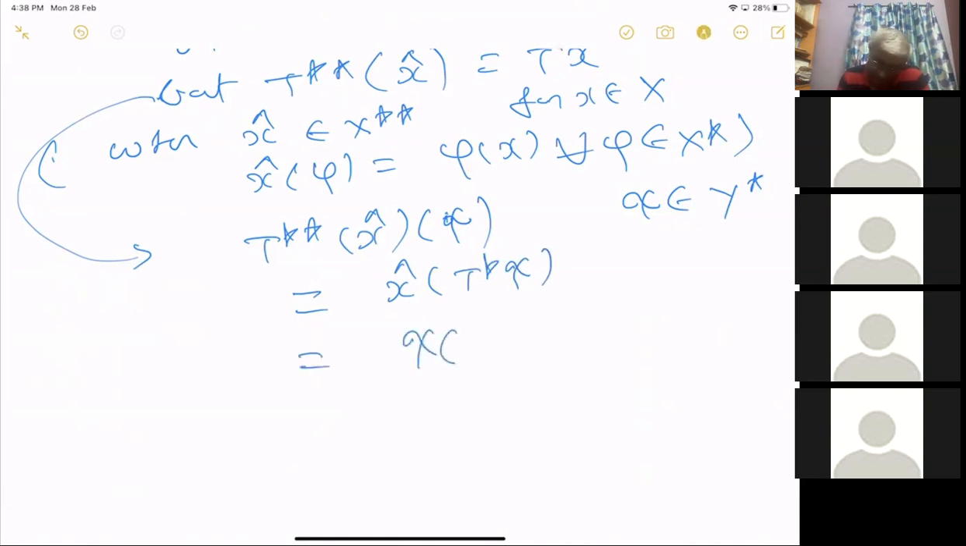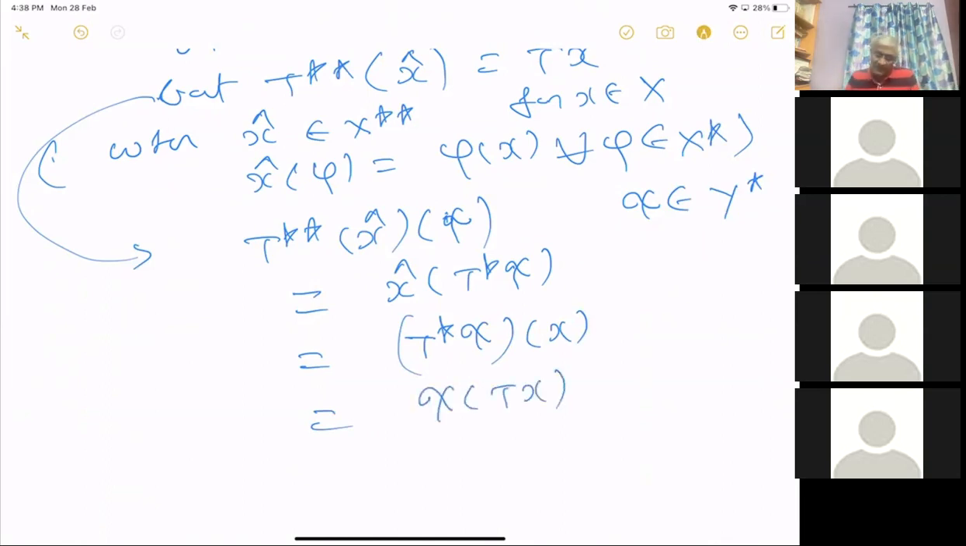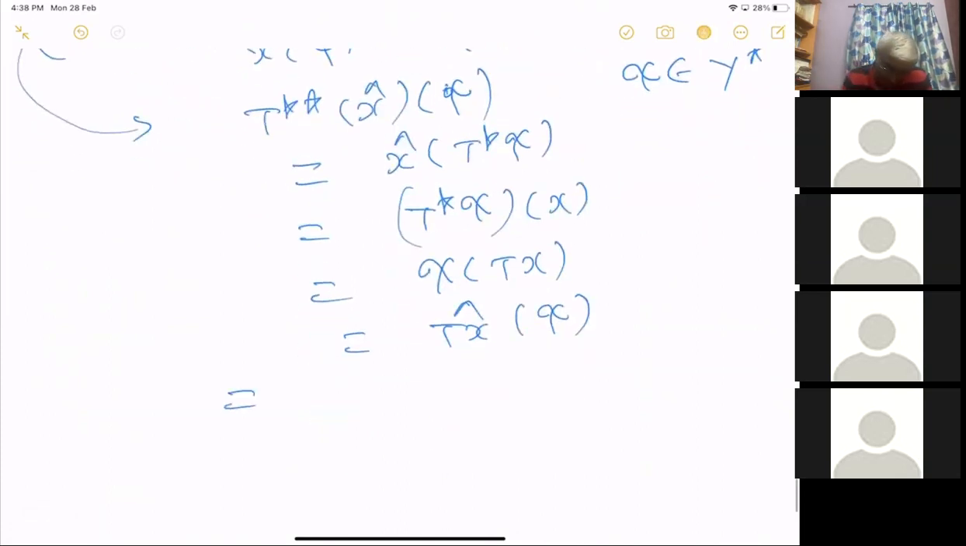x hat of T, which is equal to, by definition, T star of chi acting at x, right? That is by definition chi of Tx. Good. Which is equal to, now it's correct, Tx hat acting on chi. Okay. So this implies T double star of x hat is nothing but Tx hat.